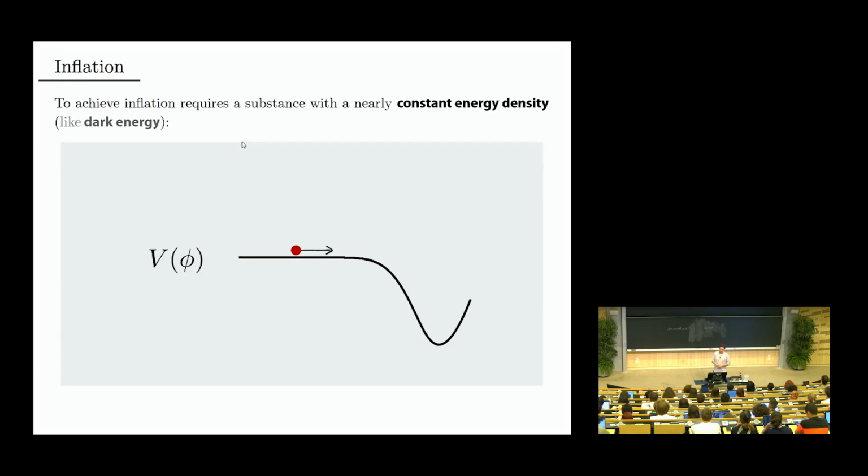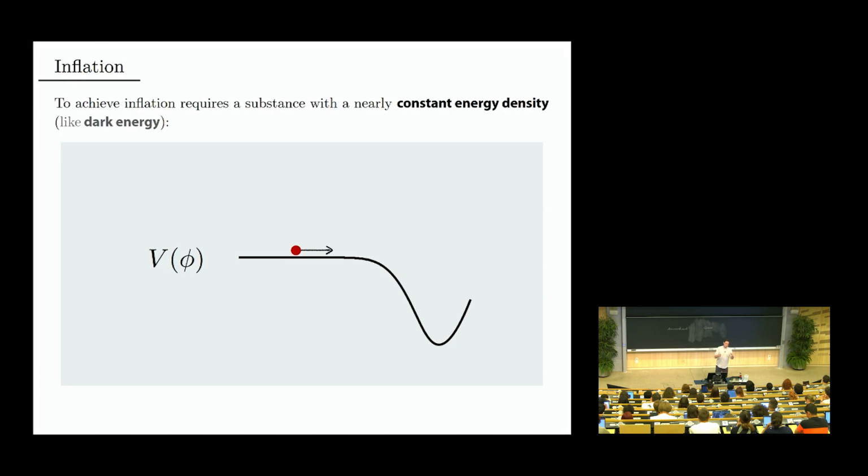Yeah? So what we'll need is a nearly constant energy density. One difference to dark energy is that this energy density cannot be exactly constant because inflation needs to end. Dark energy doesn't need to end, in principle. It could just stay constant until the end of time. But inflation needs to end because we need to transition to the hot Big Bang, and we need to create the late universe that we see around us. So it is approximately constant, but it cannot be exactly constant.